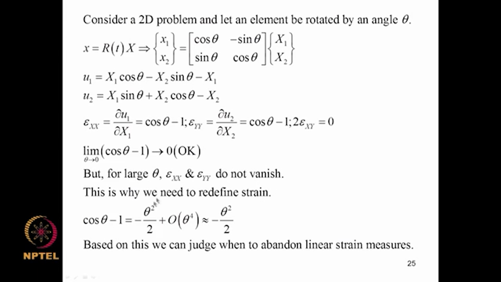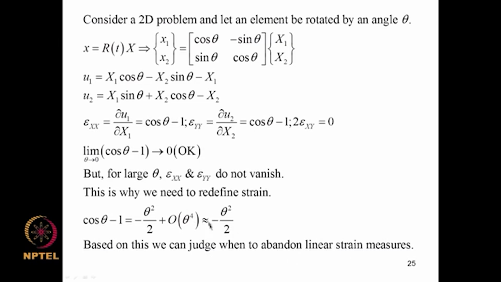Now, to examine this in slightly greater detail, we can consider cos theta minus 1, this can be shown to be equal to minus theta square by 2 plus order of theta to the power of 4, and approximately we can take it as theta square by 2. So, based on this we will be able to judge when to abandon linear strain measures.